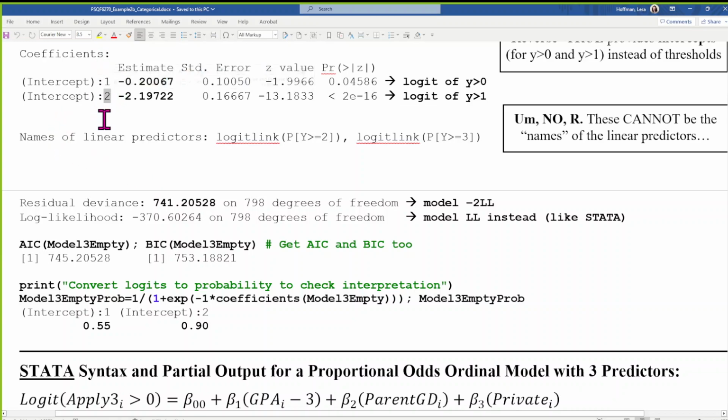Intercept 2, okay, it's just listing them in order. I can live with that. Is the logit of the probability of an answer greater than 1. Cool. Then it gets down here and it tries to help me. Name of linear predictors. Logit link probability greater than 2 or greater than 3. And I have a note here, no. What is my scale again? What are my choices? 0, 1, 2. So could this possibly be the probability greater than 3? No. I don't know why it does this.